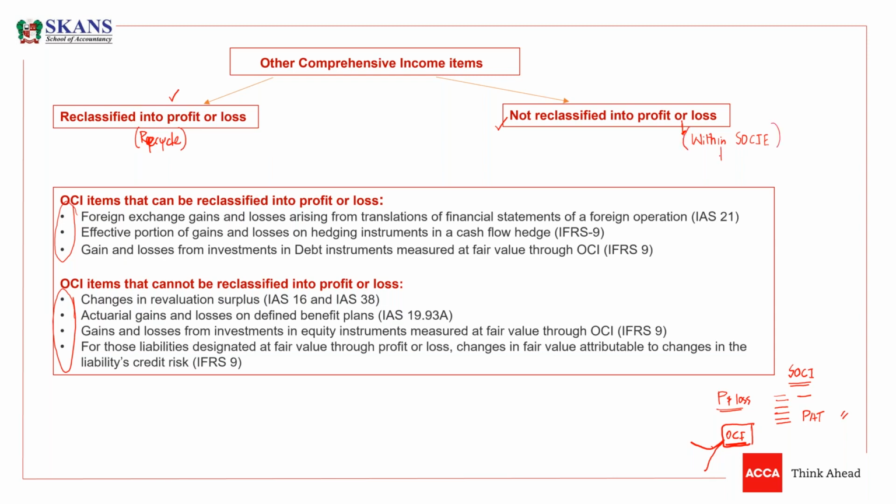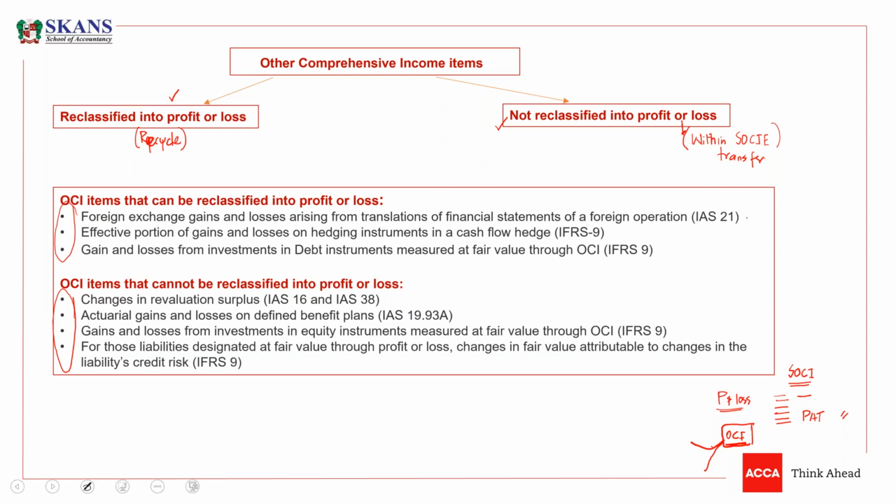Within the statement of changes in equity, you can transfer from one head to another, but you can't take them back to P&L. So what are these items, guys? The first item is OCI items that can be recycled to P&L: foreign exchange gain or loss arising on translation of the financial statements of a foreign subsidiary, which is IAS 21.